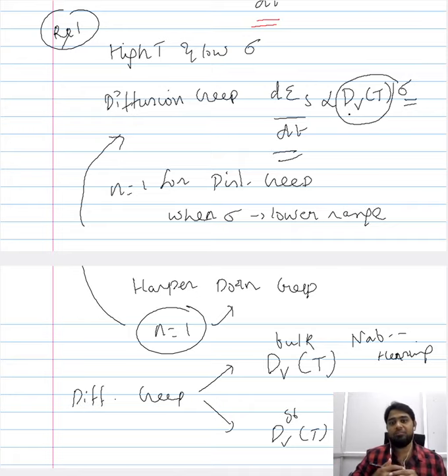Meaning, if the vacancies diffuse through the bulk of the grain, then correspondingly your creep rate would vary. If the vacancies diffuse through the grain boundary, then correspondingly your creep rate varies. So more than the stress, the larger influence is played by the diffusion of vacancies in the diffusion creep.